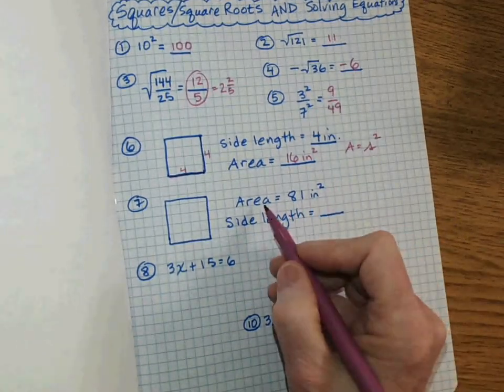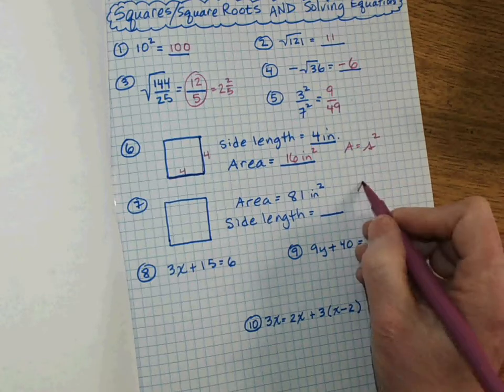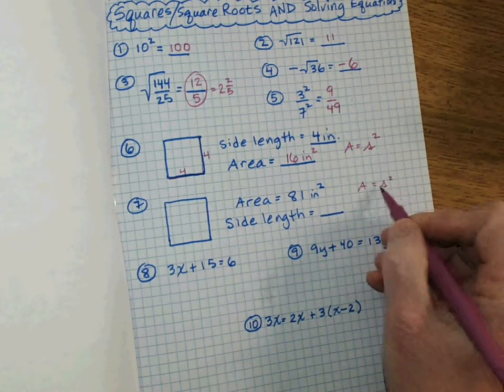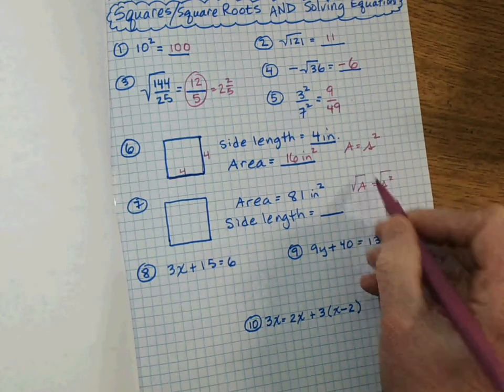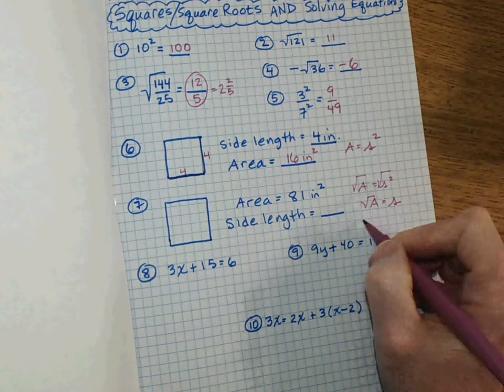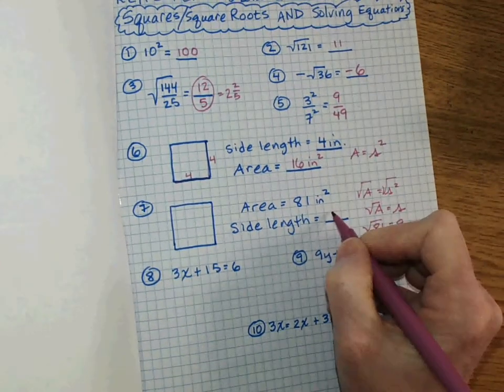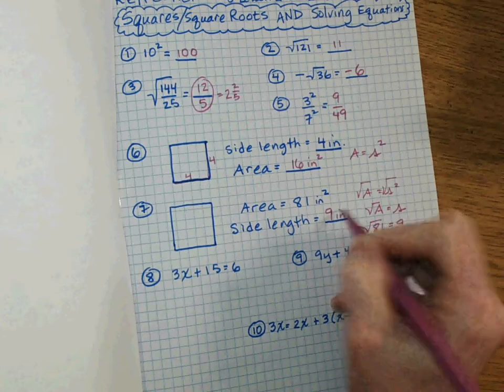Now, the inverse of squaring is square rooting. So if we know the area is side squared, we would take the square root of both sides, and it turns out that the square root of the area is the side length. So the square root of 81 is 9. So the side length is 9.